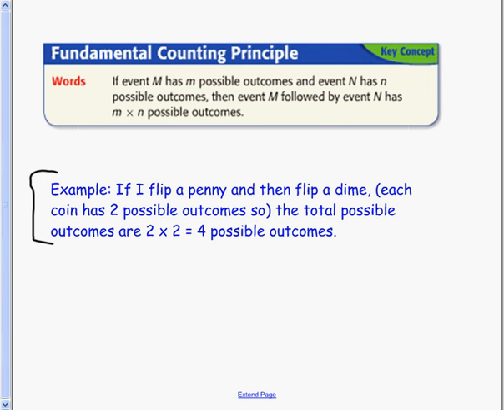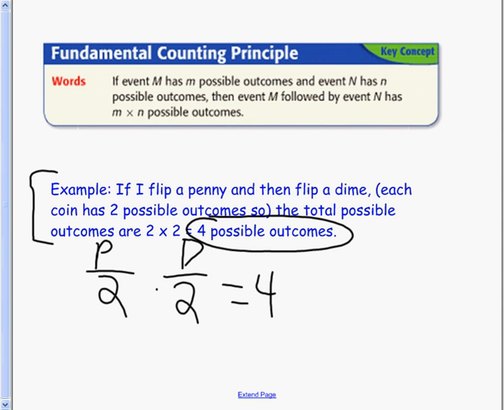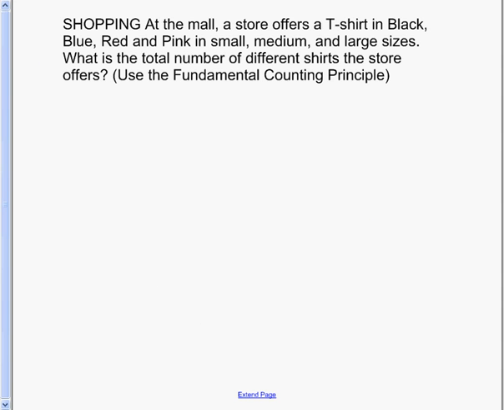If I flip a penny and then I flip a dime, each coin has two possible outcomes, heads and tails. So the total possible outcomes are 2 times, for the 2 outcomes of the penny, and times 2 for the 2 outcomes for the dime. Right? Penny, heads or tails, so that's 2 options. Dime, heads or tails, so that's 2 options. So 2 times 2 equals 4 is my total number of possible outcomes. This is just saying we can multiply instead of making those tree diagrams to do that.